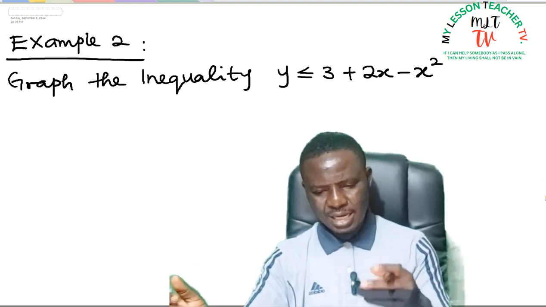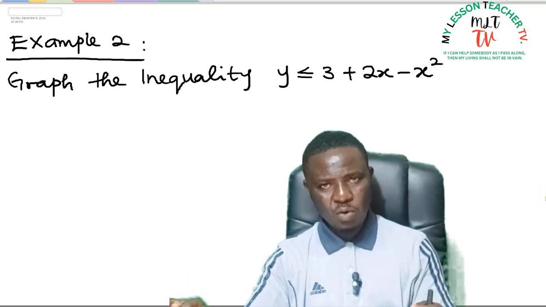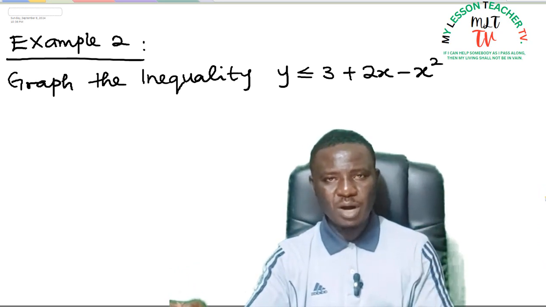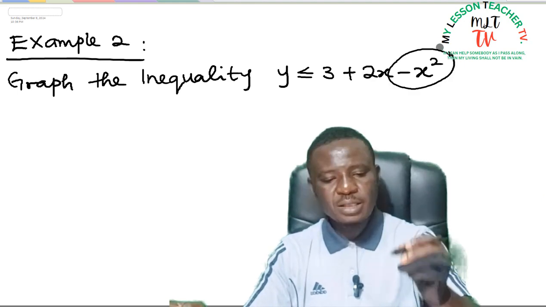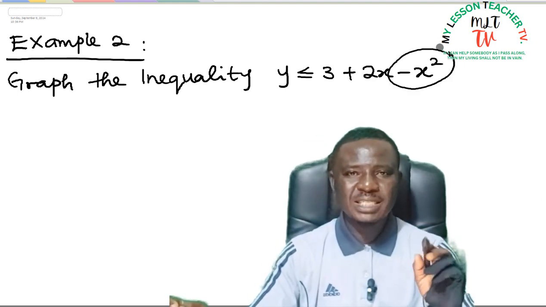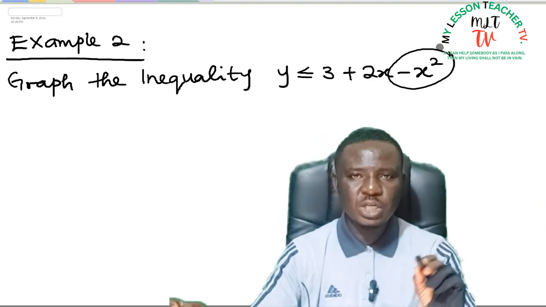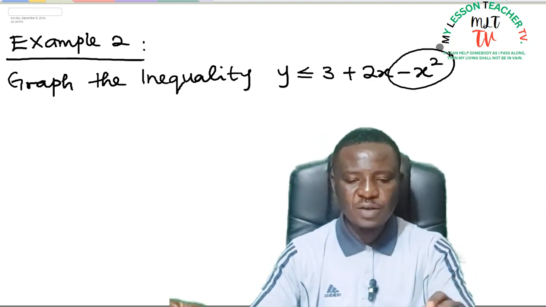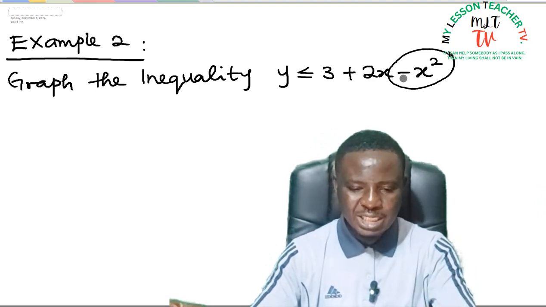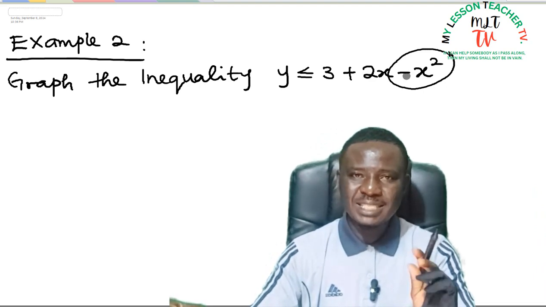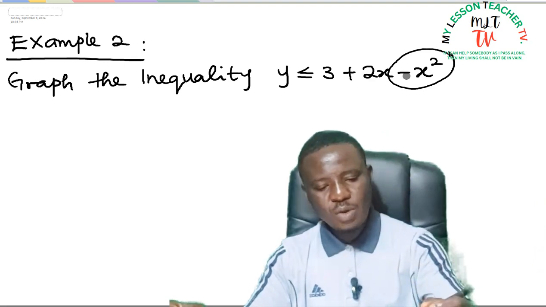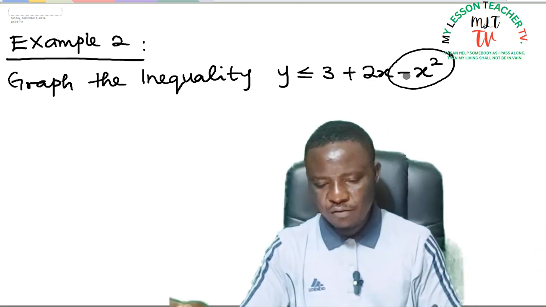Now, when looking at the inequality, you can tell if it's going to be a U-shaped graph or an N-shaped graph. Just like I said, the coefficient of x squared determines if it's going to be a U-shaped graph or an N-shaped graph. Now, it's going to be an N-shaped graph because the coefficient of x squared is negative. So definitely, we are going to have an N-shaped graph.